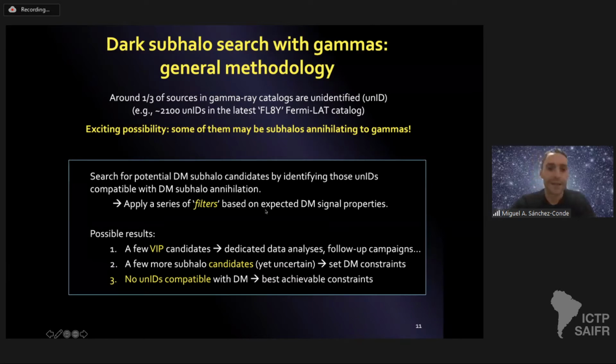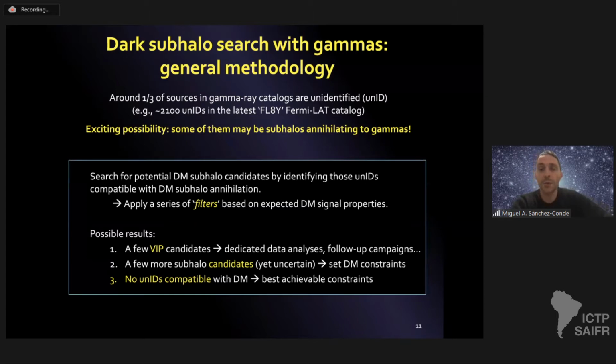The typical results that we end up with after applying these filters and this methodology are the following. First, you typically have a few VIP candidates for which a dedicated data analysis or even follow-up campaigns with other wavelengths and other instruments can be done, of course. Then you also end up with a few more subhalo candidates that are compatible with dark matter, but probably marginally, and are still compatible with other astrophysical emitters. Even if this is the case, I will show in the next slide how you can use this information to set very competitive dark matter constraints.